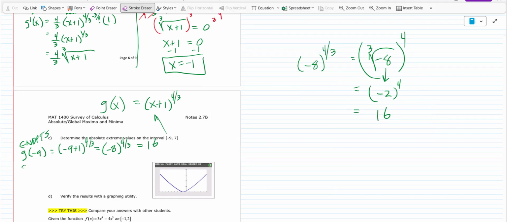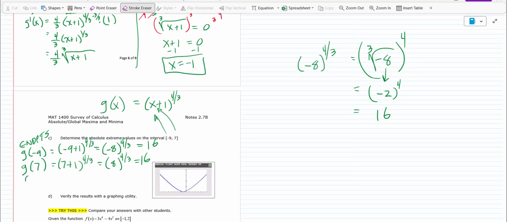Okay, and then we're going to do g of 7, which will be pretty similar. You're just going to do 7 plus 1 to the 4/3. So that would be 8 to the 4/3. And that would still be 16. If you look at that the same way, you could even do that on your calculator. 8 to the 4/3 is going to give you 16.